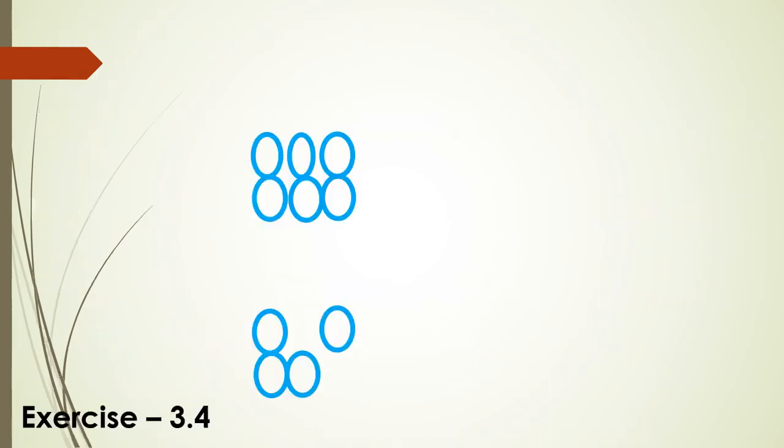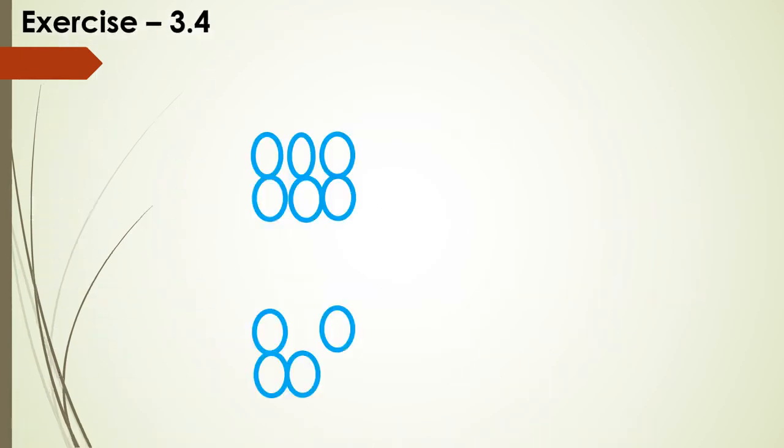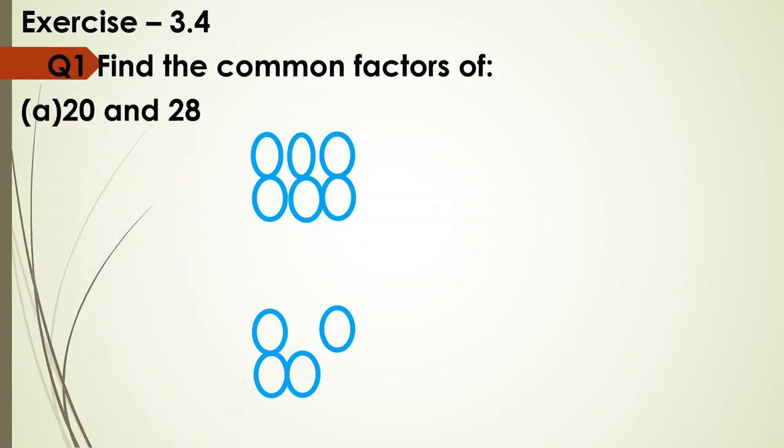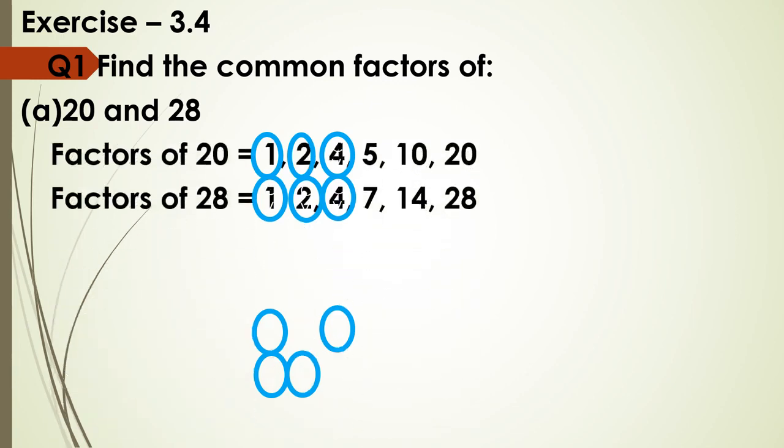After that, I have given you exercise 3.4 also. Question 1 to 4 A and B part. See question number 1. Find the common factors of. Here I have not shown how to find out the factors because in first question of exercise 3.1 I have shown you all the factors, how to make the factors. So I have here written directly the factors.